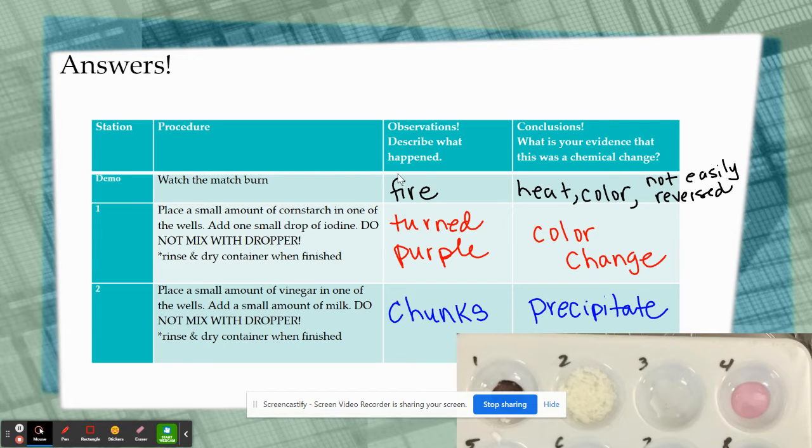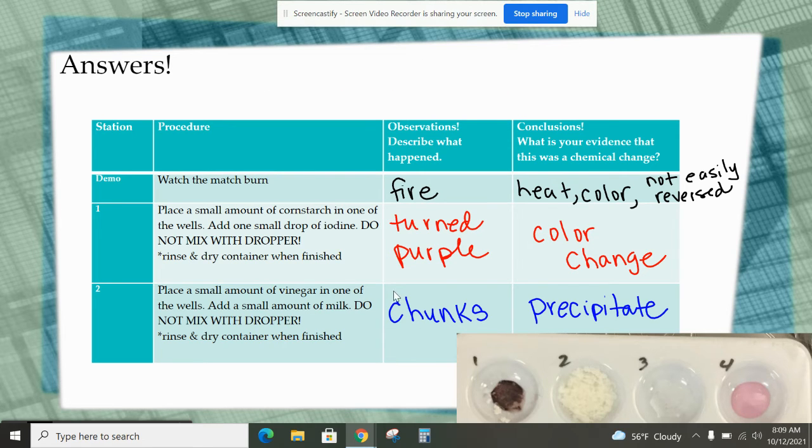Watching the match burn, we saw fire, and our evidence could be heat, a change in color, new substances are produced. It's not easily reversed. Here, this first one, it's a little hard to see. Let me move this box. We've got iodine and cornstarch mixing together, and it turns this really dark purple. So here we have a color change. Mixing vinegar and milk together, we've got these white chunks forming, which is a precipitate.